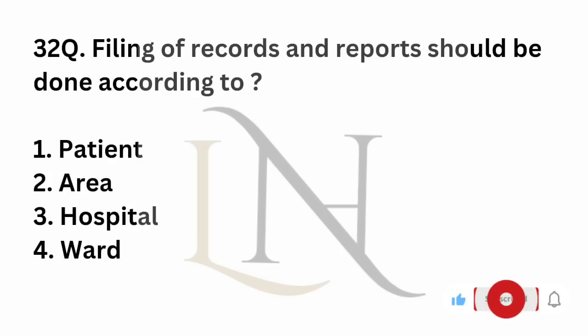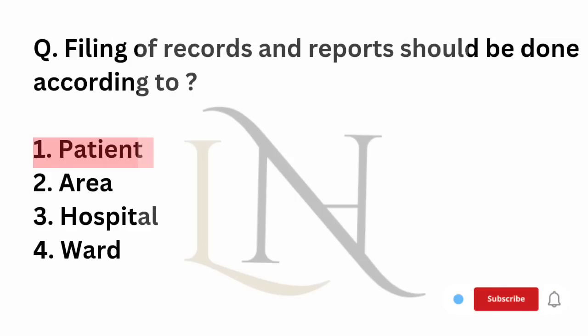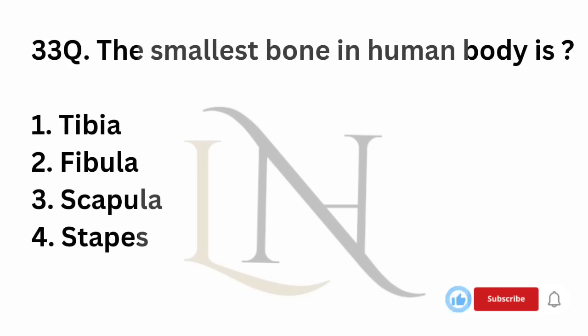Filling of records and reports should be done according to option 1 patient, option 2 area, option 3 hospital, option 4 ward. Answer is option 1 patient. Move to next MCQ. The smallest bone in human body is option 1 tibia, option 2 fibula, option 3 scapula, and option 4 stapes.